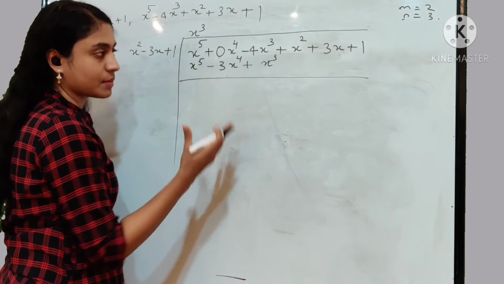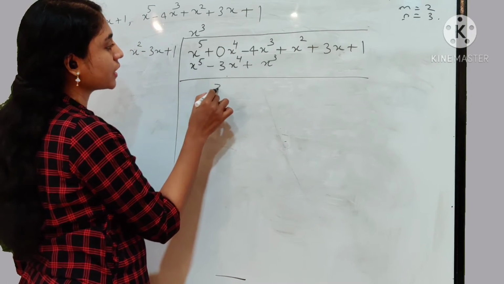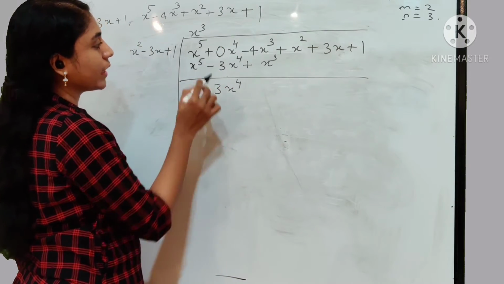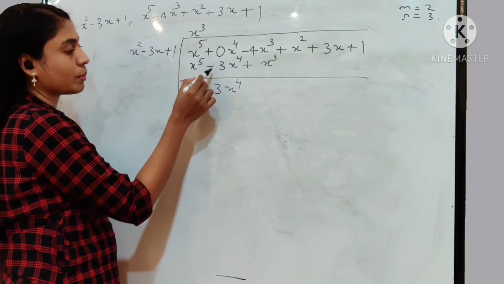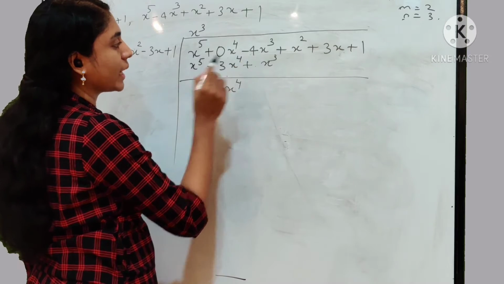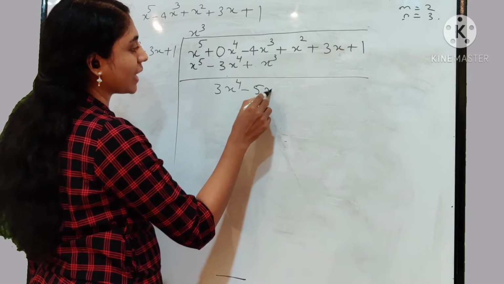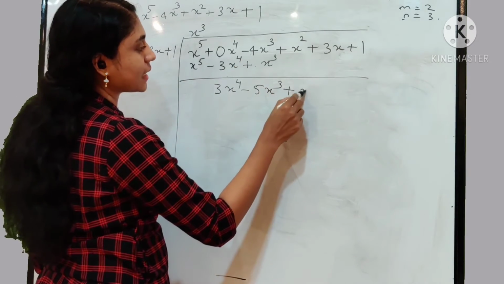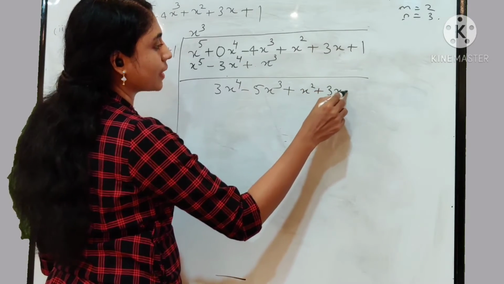And performing the subtraction, what will we get? 3x raised to 4 by 0 minus of minus. So minus minus becomes plus. We will get 3x raised to 4. Then minus 4 minus 1, it is minus 5x cube. Then plus x square plus 3x plus 1.